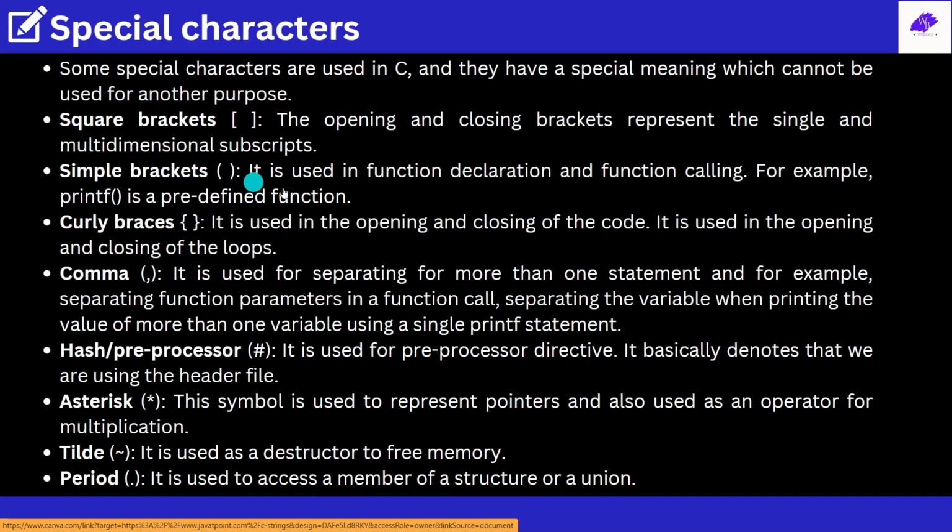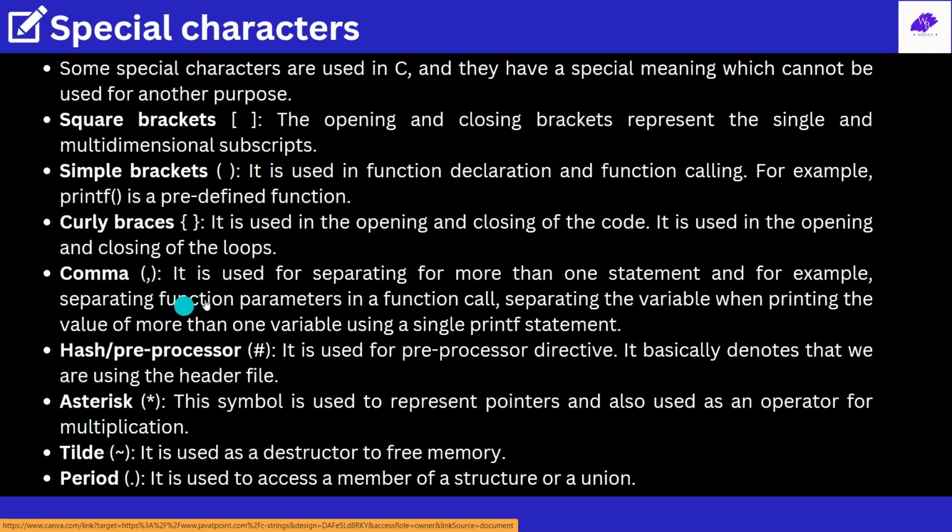Next is the simple bracket. It is used for function declaration and function calling. For example, printf is a predefined function. Next is the curly bracket. It is used for opening and closing of code. That is, in the main function, we start our function with the curly braces. It is used in opening and closing of the loops, that is while loop, for loop. Also, we use these curly brackets.